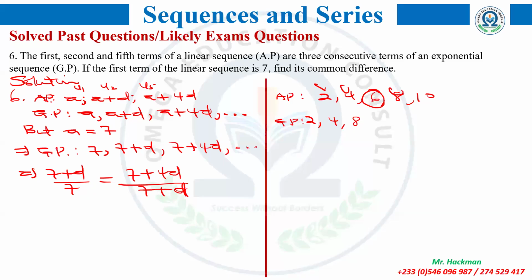Is my point well made, my professors? Yes, sir. Okay, please, so we are going to solve it up to a point. We'll generate the quadratic equation, then I'll ask you to continue from there. So let's generate the quadratic equation together. This will give us 7 plus D into 7 plus D, and that should be equal to 7 into 7 plus 4D. Do you agree?